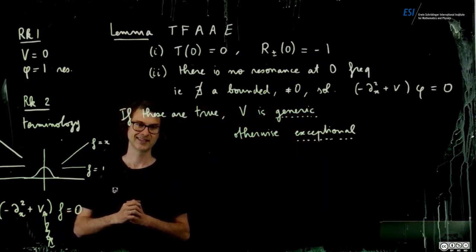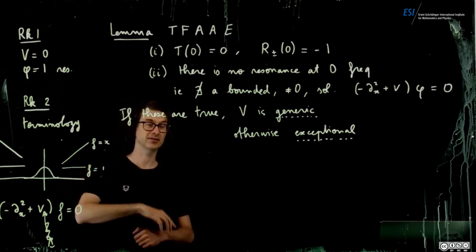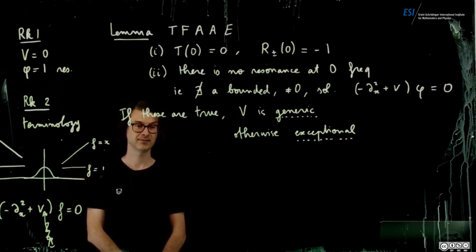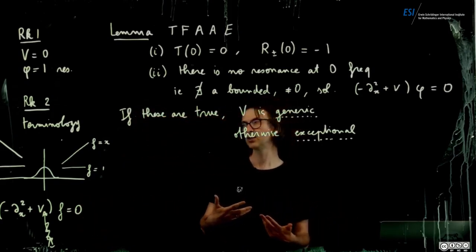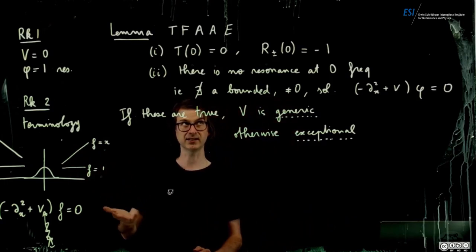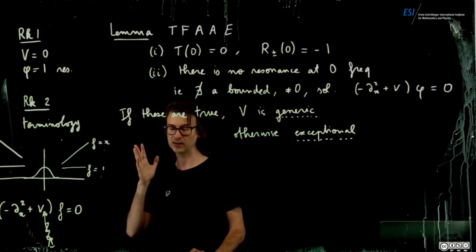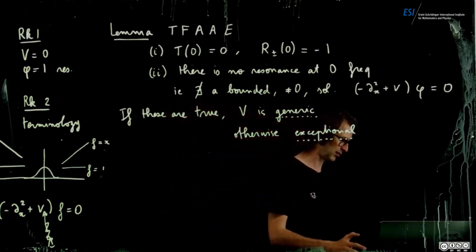You're assuming compactly supported. Well, if it's not, then you need a small perturbation argument that works if V is decaying sufficiently fast. And I think sufficiently fast is faster than 1 over x squared.